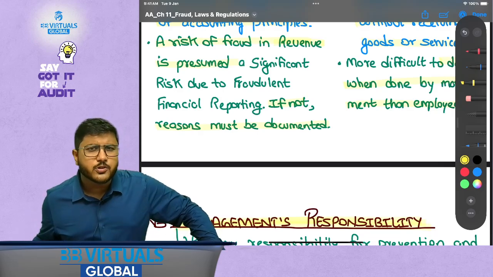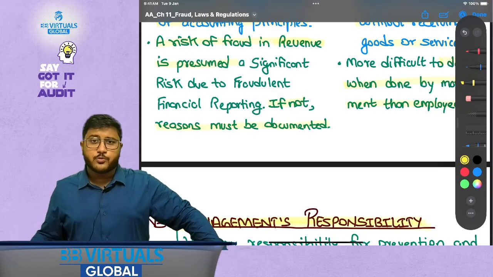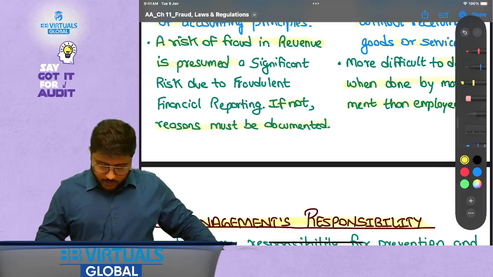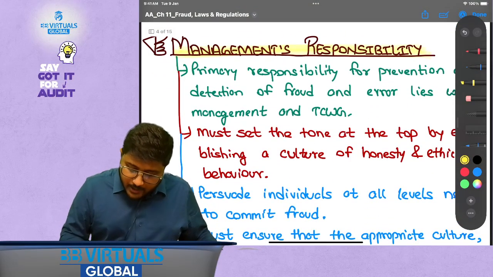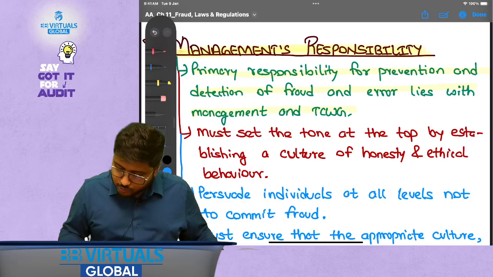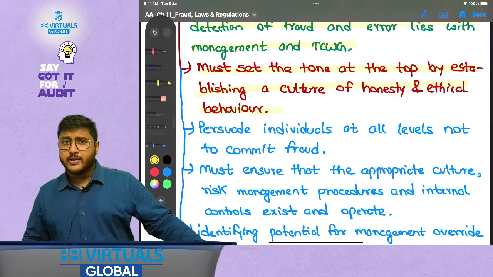Then what is the auditor's responsibility? The auditor's responsibility is to just obtain reasonable assurance and to perform appropriate procedures to check whether there are any material misstatements due to fraud or error. Okay, so management responsibility. Primary responsibility for prevention and detection of fraud and error lies with management and those charged with governance. They must set the tone at the top by establishing a culture of honesty and ethical behavior. That is, there should not be any instances of fraud.